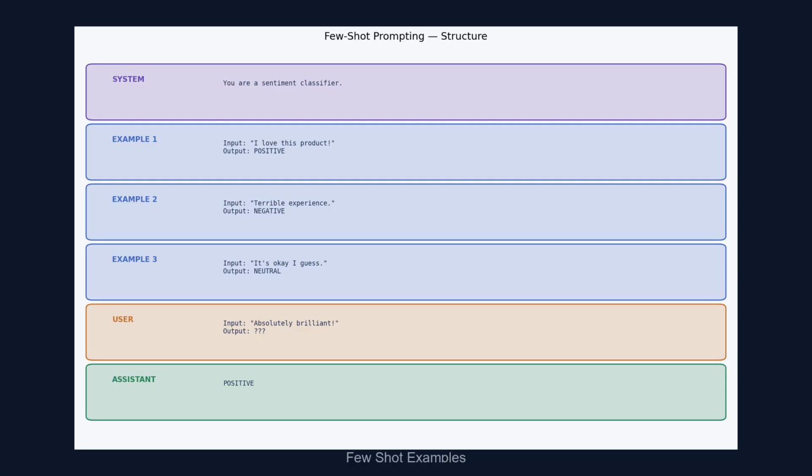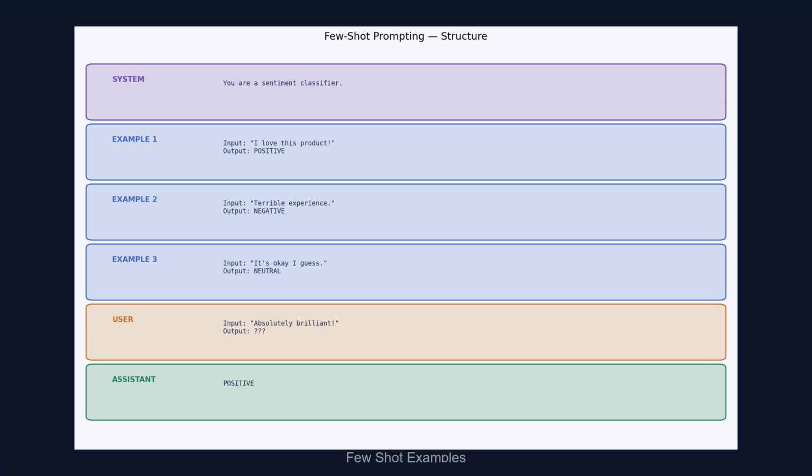Few-shot prompting is one of the most reliable tools in your prompt engineering kit. The structure here is clean. The system message declares the model's role as a sentiment classifier, and then 3 examples demonstrate the input-output contract before the actual query appears. I love this product maps to positive. Terrible experience maps to negative. It's okay, I guess, maps to neutral.